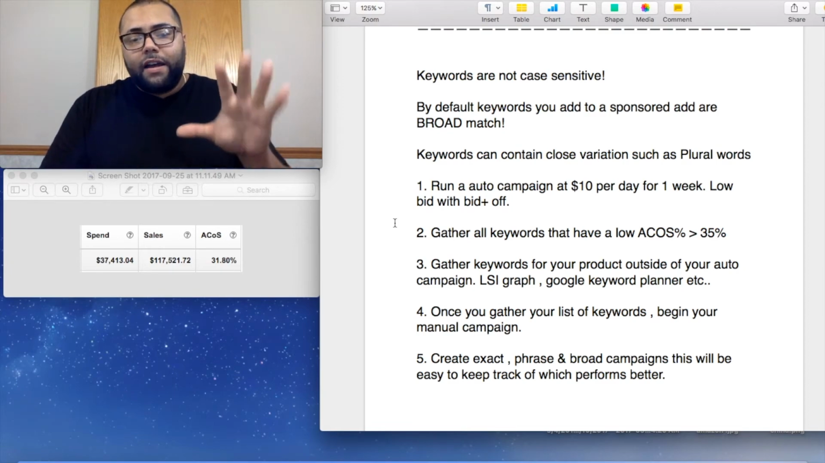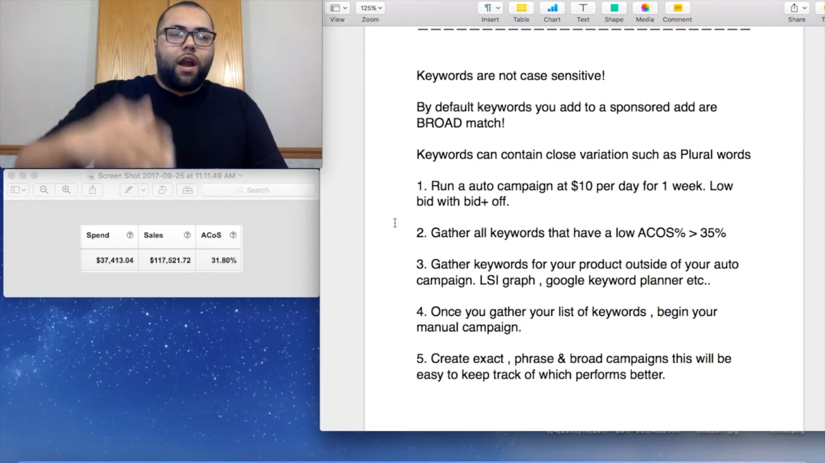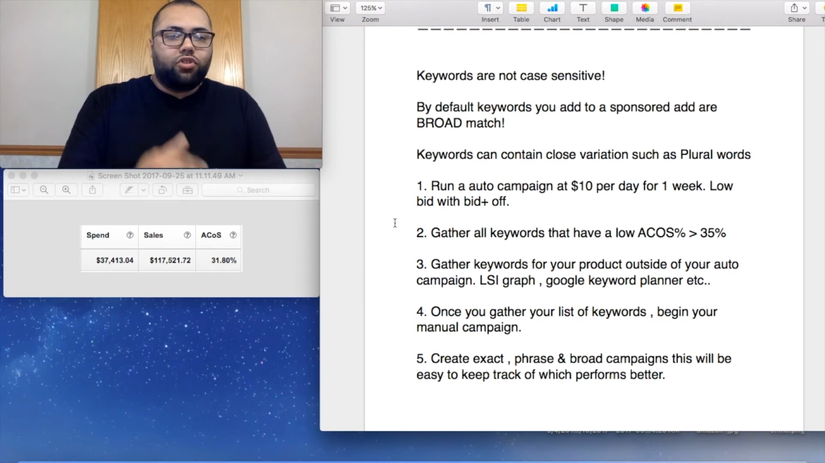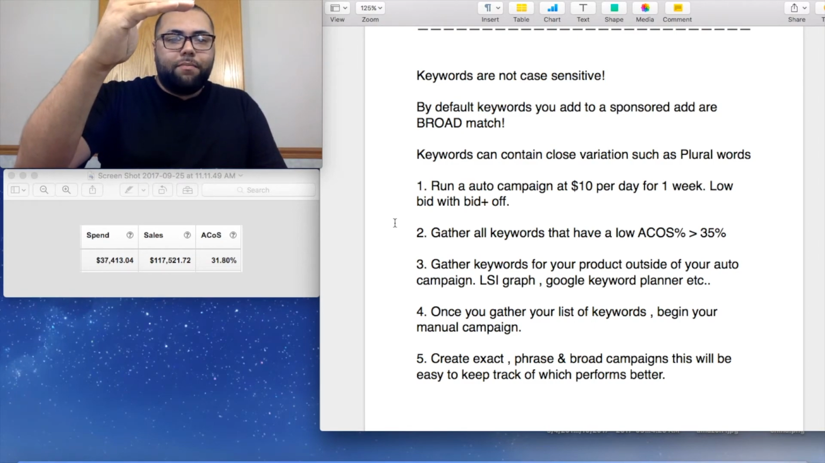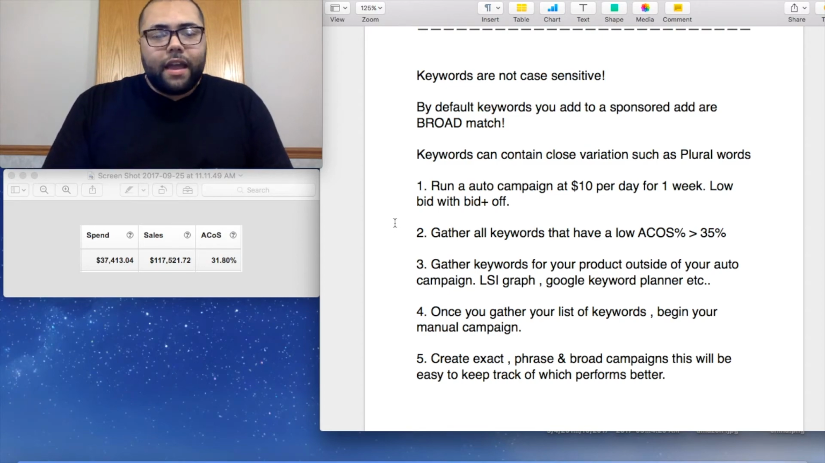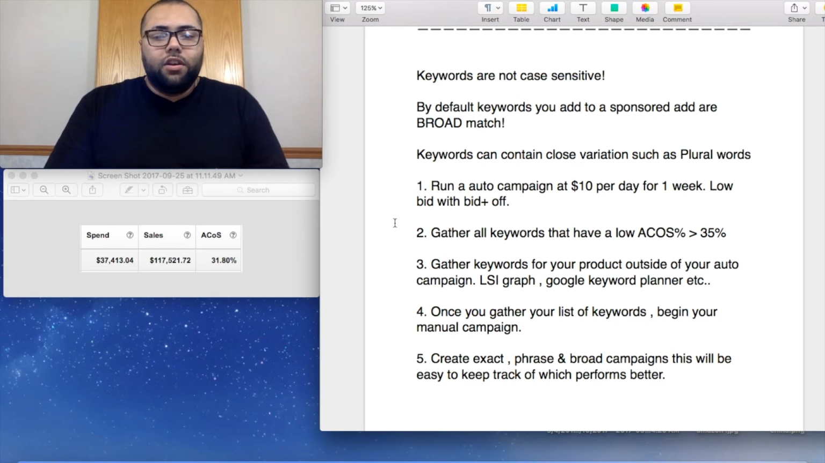Number 5, create exact, phrase and broad campaigns. This will be easy to keep track of which performs better. This is better known as A/B testing or split testing. Don't have one campaign with a crap load of different variations, a crap load of different match types. It's going to be hard to keep track of. It's going to be confusing. You want to have an auto campaign, and you want to have a manual campaign phrase, manual campaign broad, manual campaign exact. And then whenever you do variations or you do split testing, label them so they are easy to find.